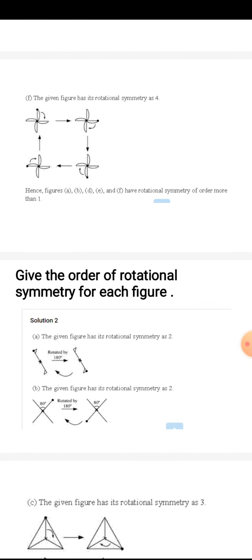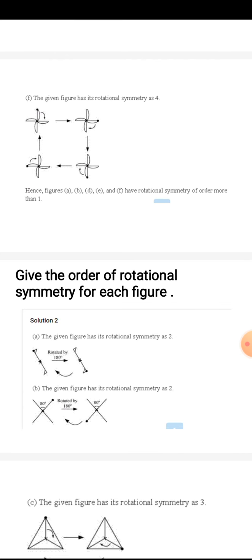If you are rotating to 180 degree, then it looks like same. Again rotates to 180 degree, again it looks like same. So, when we are rotating to 360 degree, it looks like same 2 times. Therefore, the order of the rotational symmetry for the given figure is 2.